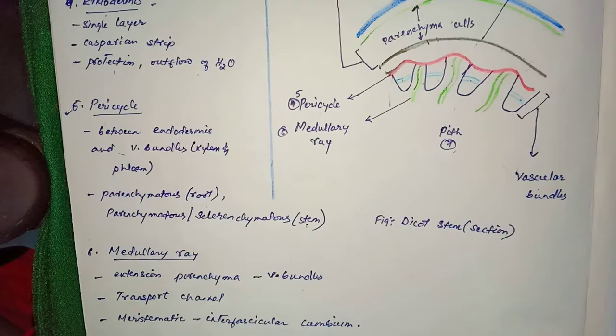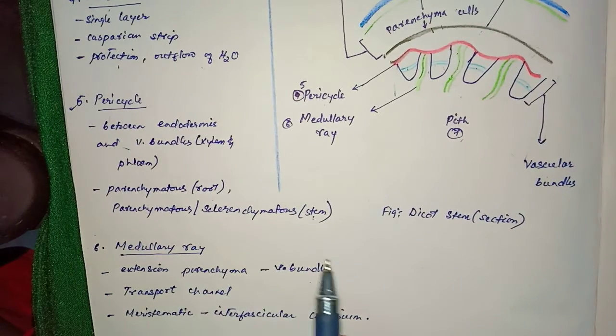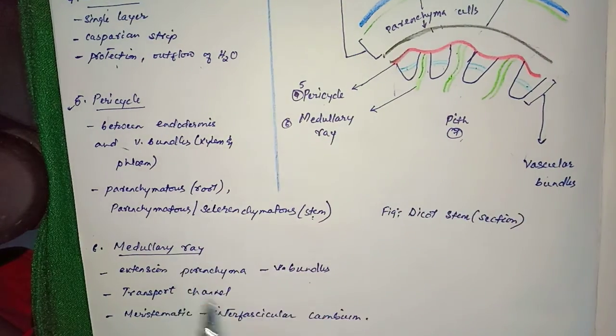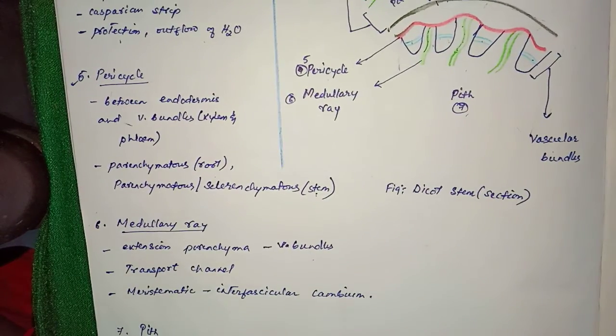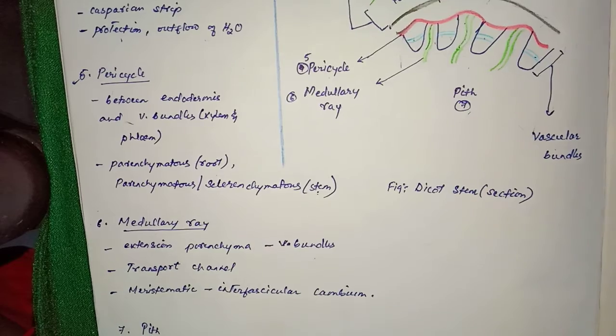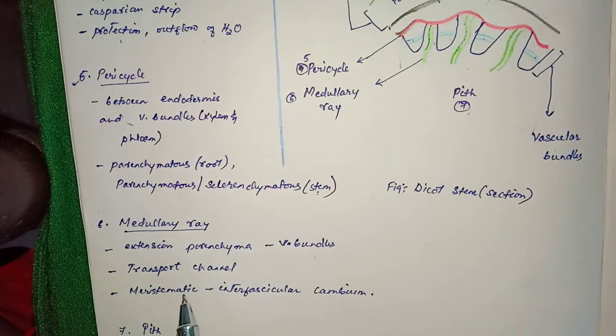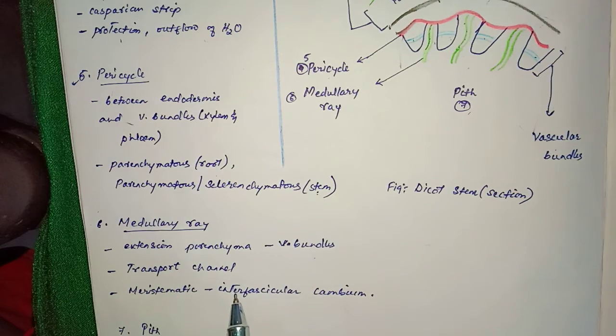In some medullary rays, the cells of this medullary ray become meristematic. Meristematic means ability to undergo division. So these meristematic cells of the medullary ray give rise to the interfascicular cambium.